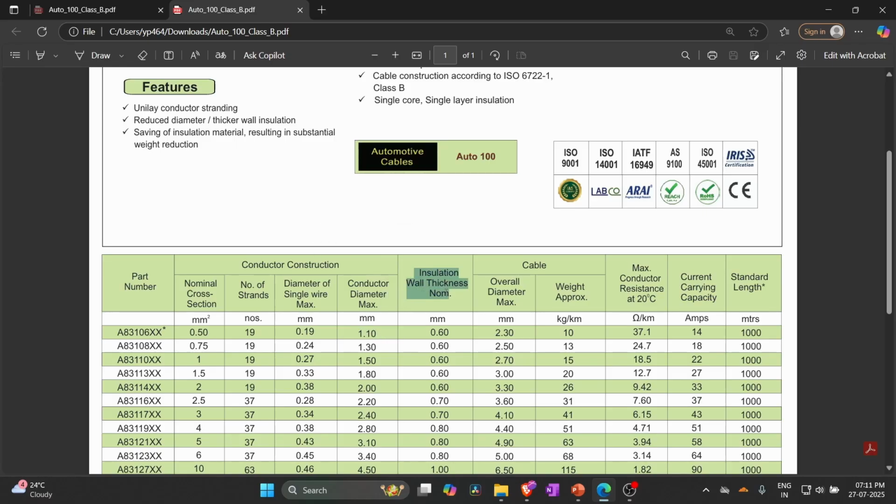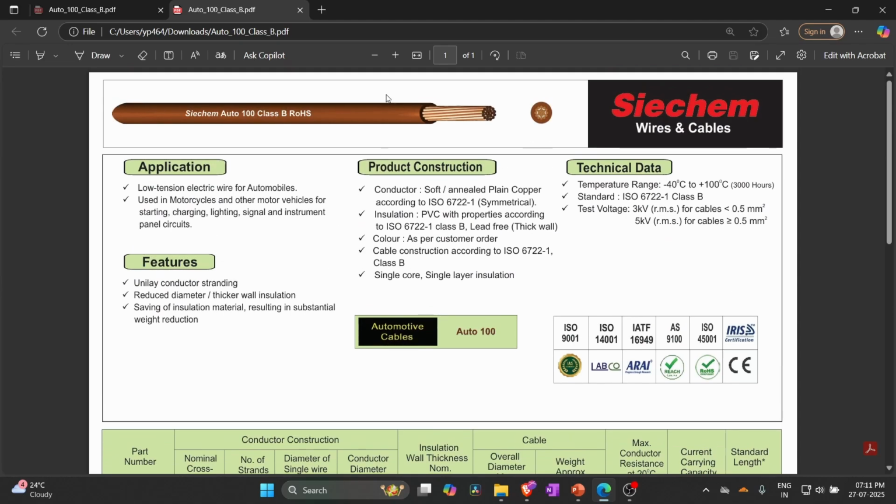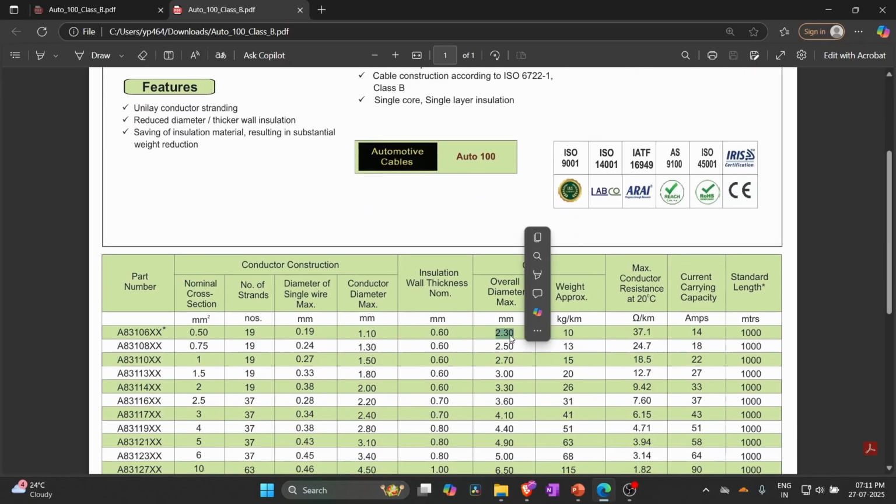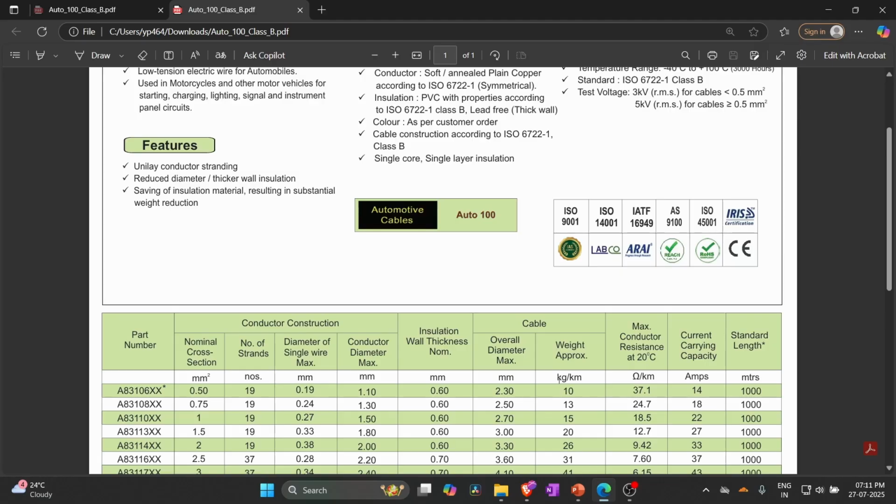The insulation wall thickness is given as 0.6 mm, and the overall diameter of the cable, meaning from this edge to the below edge, is given as 2.3. The weight of the wire is given in kg per kilometer, which is 10. Suppose 1 kilometer of wire is taken, then the weight will be 10 kilograms.